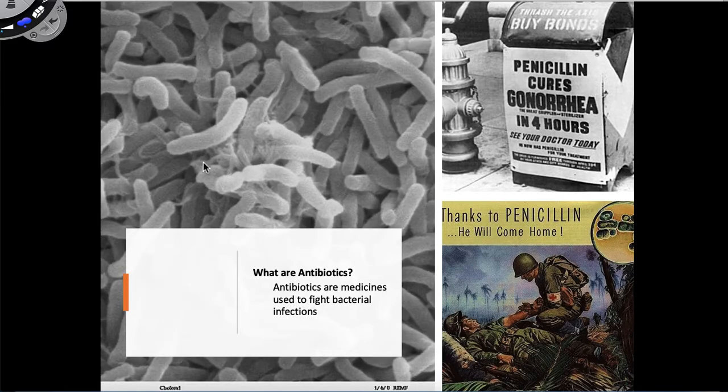So what are antibiotics? We see these pictures here from a while ago where penicillin was, of course, branded as the best drug of the time, right? Because it could cure gonorrhea and it could help bring wounded soldiers home. So penicillin is an example of an antibiotic, and an antibiotic is a medicine that is used to fight bacterial infection. We don't really think of many people dying nowadays because of bacterial infections, which was something that would happen a lot before the discovery of antibiotics.